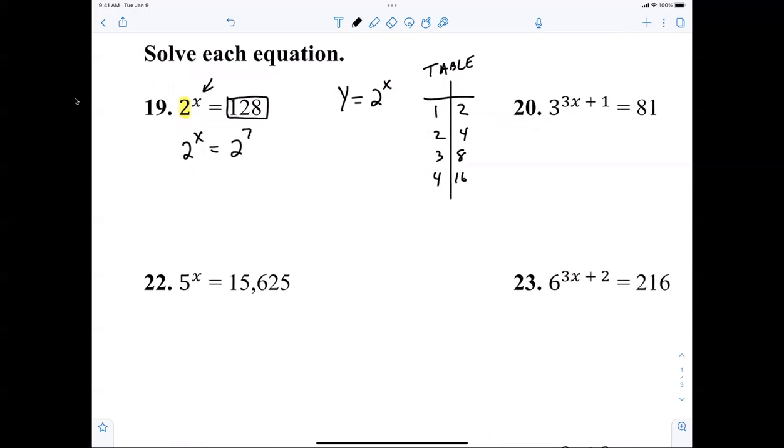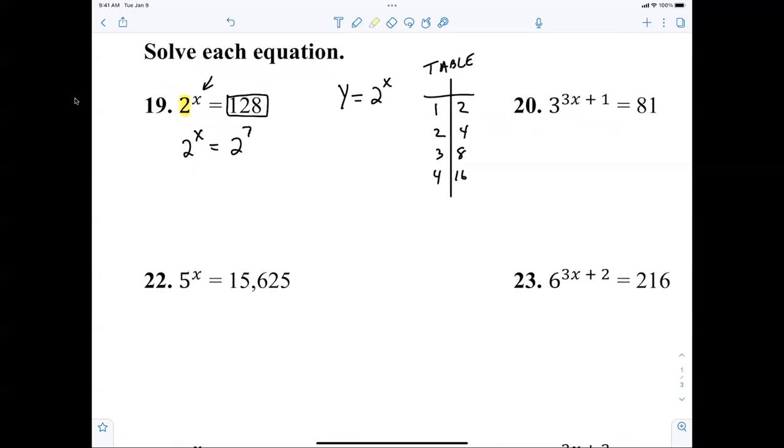Now, listen to me, guys, because you're doing great today. I appreciate it. This power must be equal to this exponent in order for those two equations to be equal. So the answer to the problem is X equals what? 7. That's the answer. X equals 7. Now I've got lots of problems and lots of examples. So please, please, please stay with me.